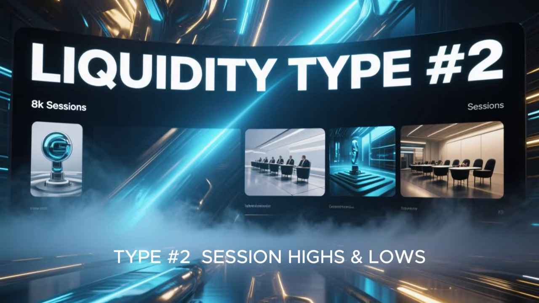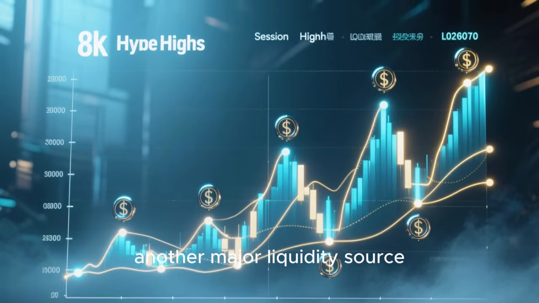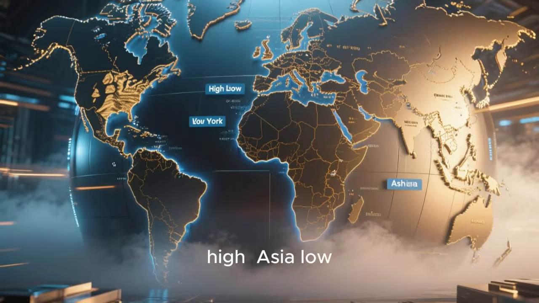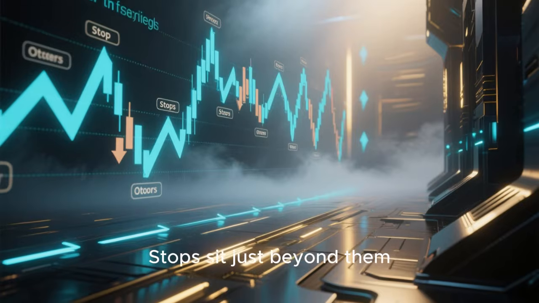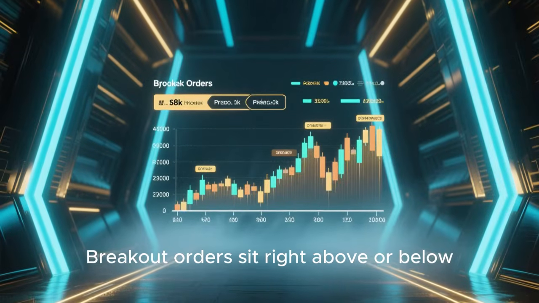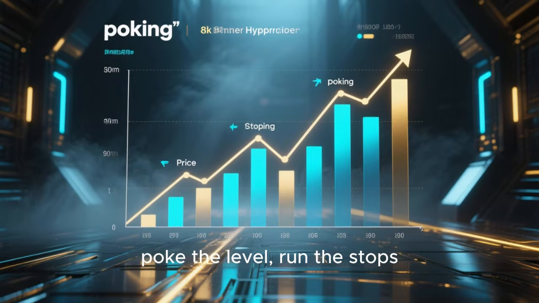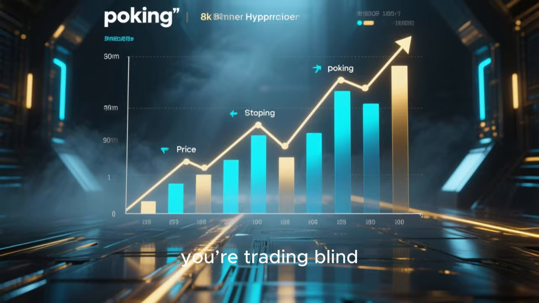Liquidity type number 2. Session highs and lows. Session highs and lows are another major liquidity source. London high, London low, New York high, New York low, Asia high, Asia low. These levels matter because traders anchor to them emotionally. Stops sit just beyond them. Breakout orders sit right above or below. That's why price loves to poke the level, run the stops, reverse, or expand. If you're not marking session highs and lows, you're trading blind.